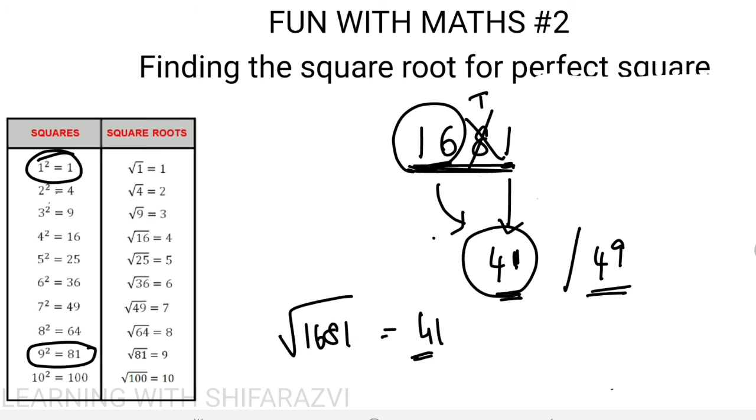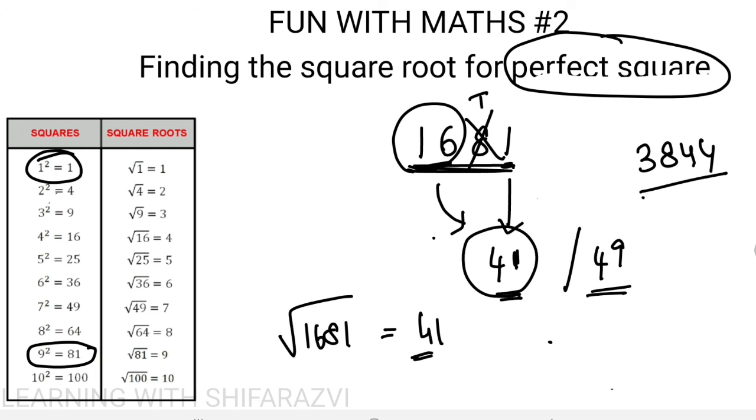This is a very simple trick that you can use to find the root of a perfect square. Remember, if it is not a perfect square, this method will not work. So for any large number that is a perfect square, this method will work perfectly. So now find the square root of 3844. This is a perfect square. Now I guess you can do it within seconds. Find the answer and put it in the comment box.